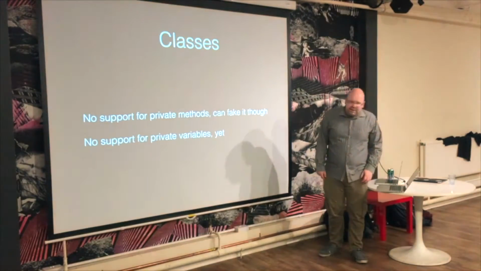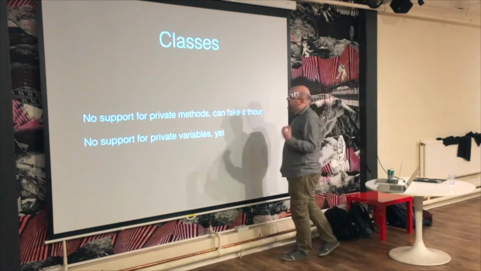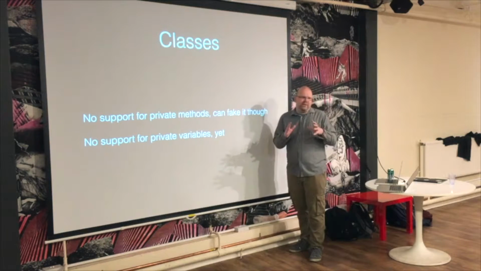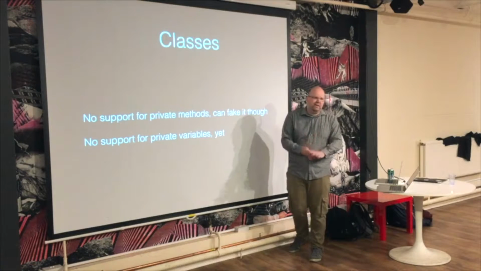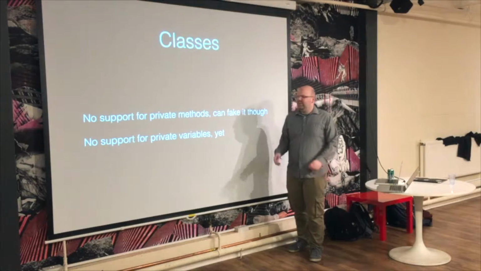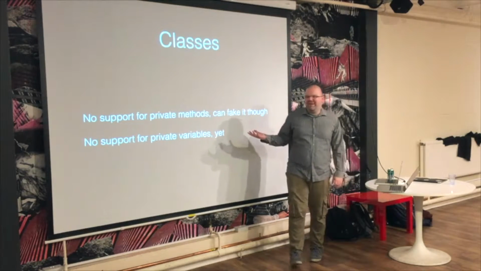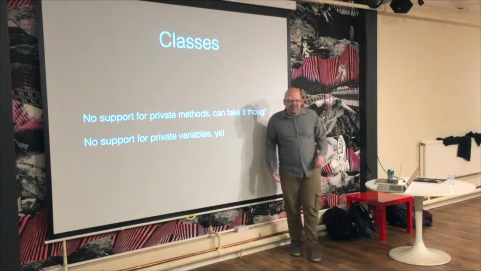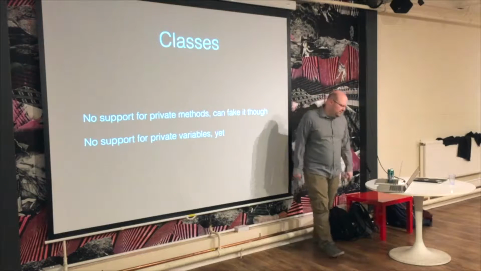There are a few downsides. There's no support for any private methods because we don't have the concept of access modifiers. So there is no public, private, and protected. But it turns out with methods we can kind of fake private methods, and I'll show you how in a second. And there's no support for private variables, but there is a spec on that in ES7. We'll see that later.